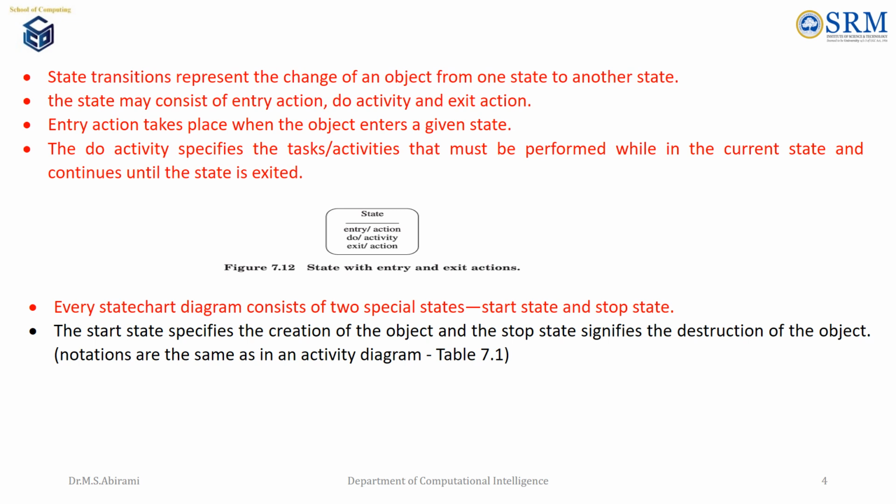The state may consist of an entry action, a do activity, and an exit action. Entry action takes place when the object enters a given state. The do activity specifies the task or activities that must be performed while in the current state and continues until the state is exited. For example, figure 7.12 represents the state with entry and exit actions. The possible parts are entry action, do activity, and exit action. Every state chart diagram consists of two special states, that is, the start state and the stop state.